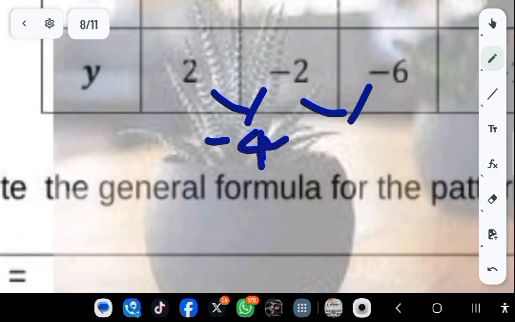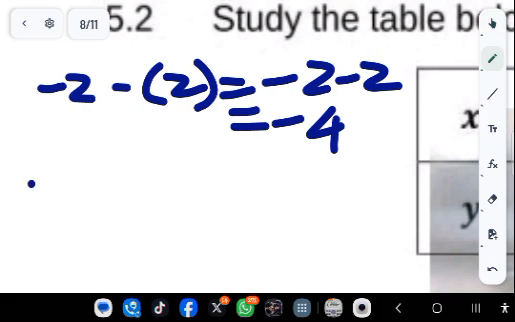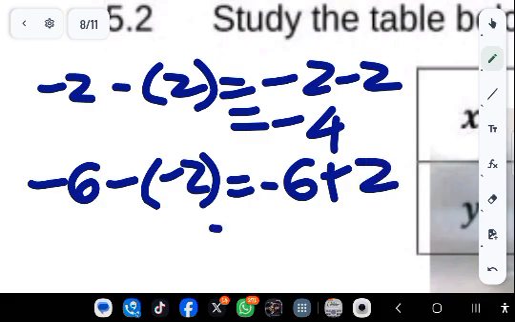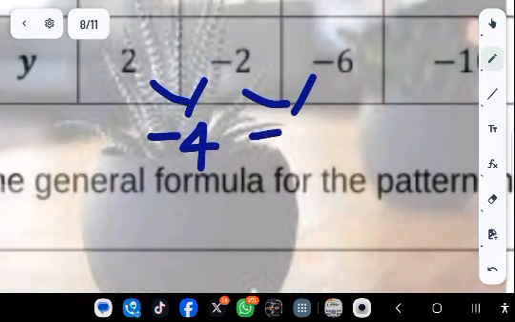Let's find the difference between the next 2 terms. Negative 6 minus negative 2. Minus a negative is plus, so that gives us negative 6 plus 2, that is 2 minus 6, which is negative 4. You should know how to do that by now. Negative 4. So we have a linear pattern here.